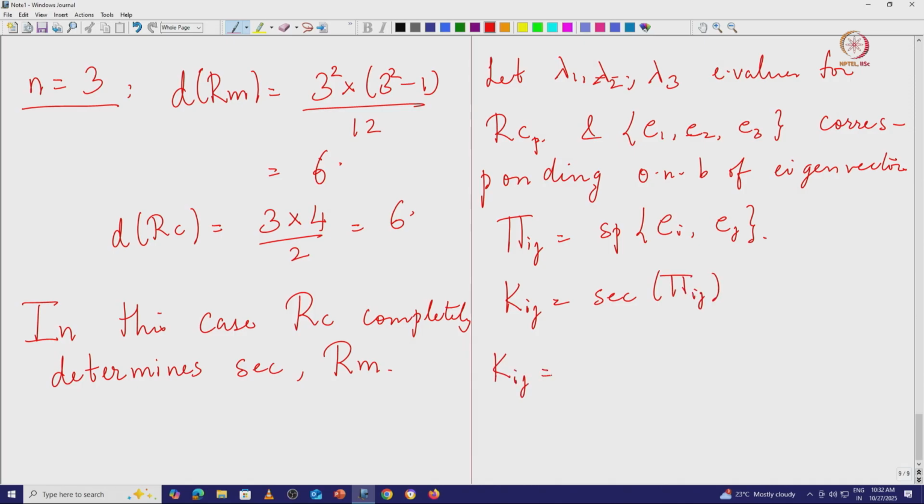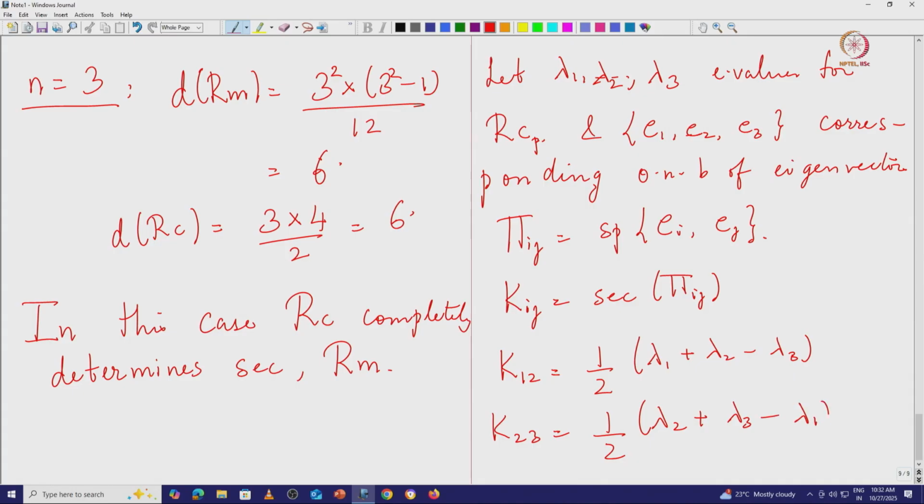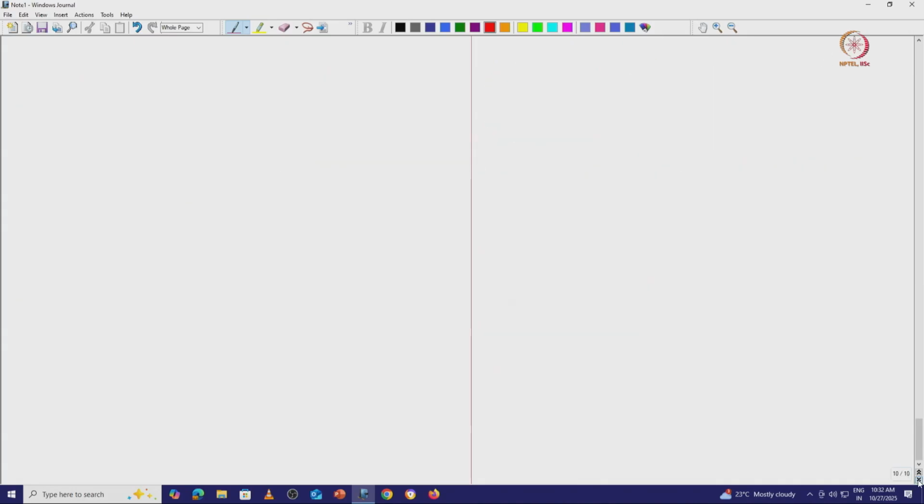So K_ij is simply going to be, in a cyclical fashion, K12 is going to be half of lambda 1 plus lambda 2 minus lambda 3. Similarly, K23 is going to be half of lambda 2 plus lambda 3 minus lambda 1, and similarly for K13, that is going to be half of lambda 1 plus lambda 3 minus lambda 2.